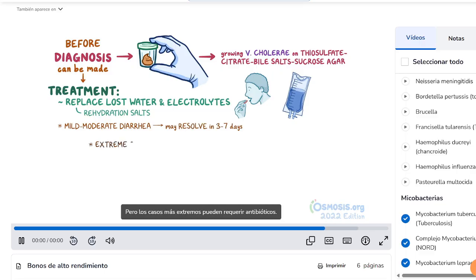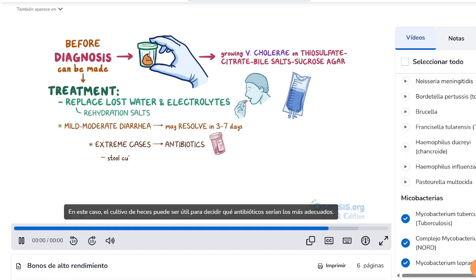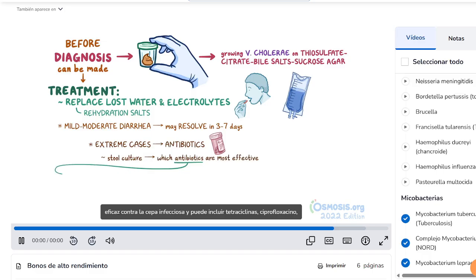But more extreme cases may require antibiotics. In this case, the stool culture can be helpful in deciding which antibiotics would be most effective against the infecting strain, and may include tetracyclines, ciprofloxacin, ofloxacin, furazolidone, or trimethoprim-sulfamethoxazole.